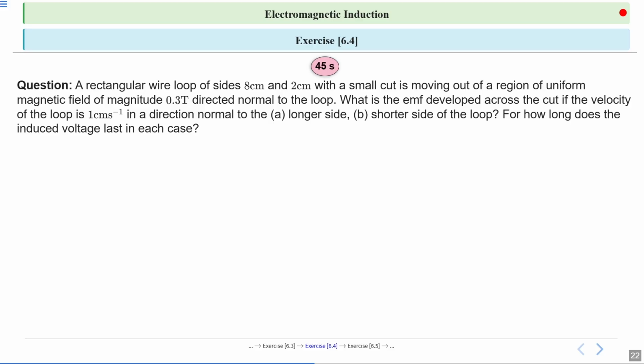Now you have to find one more thing: for how long does the induced voltage last in each case? For how much time will the induced EMF remain as it is? For how much time will EMF be induced? So I will give you some time to think about it.